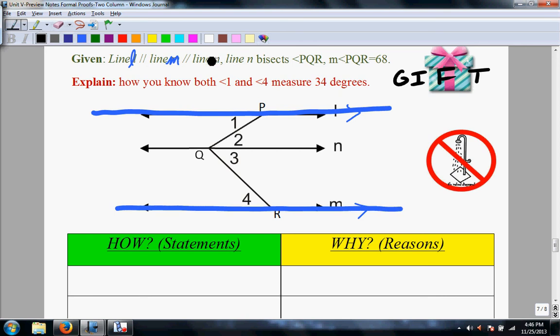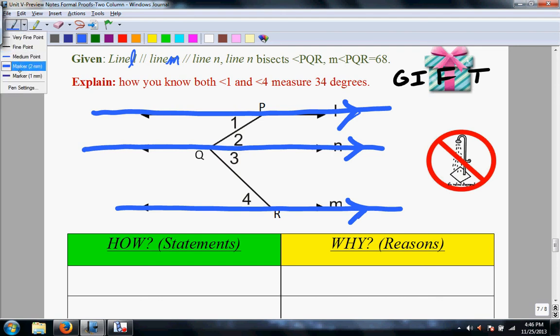We also know that we're also parallel to N. So all three of these are parallel together to each other. When you're done with a piece of information, get in the habit of crossing it out. I've accounted for that. Next it says line N bisects PQR.